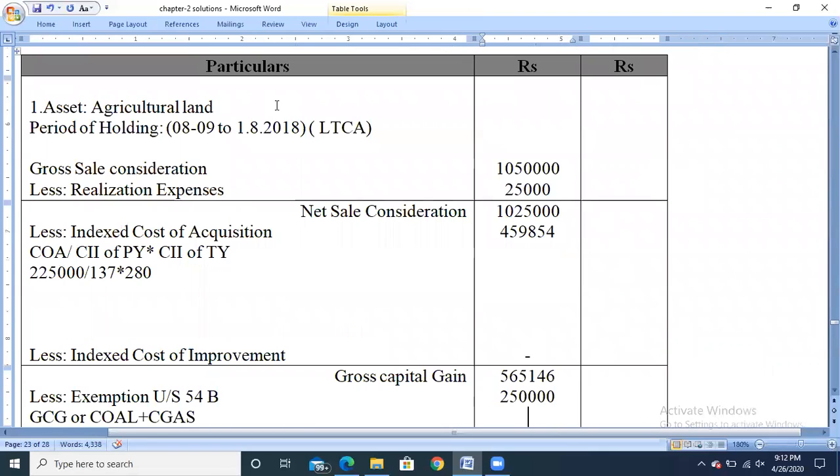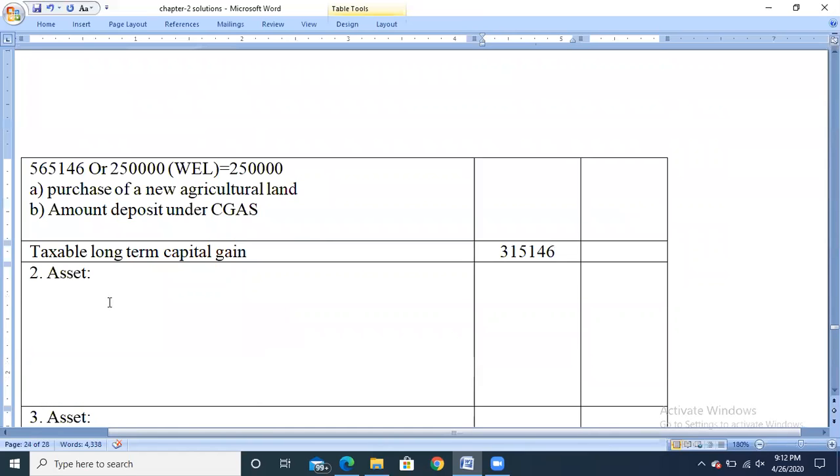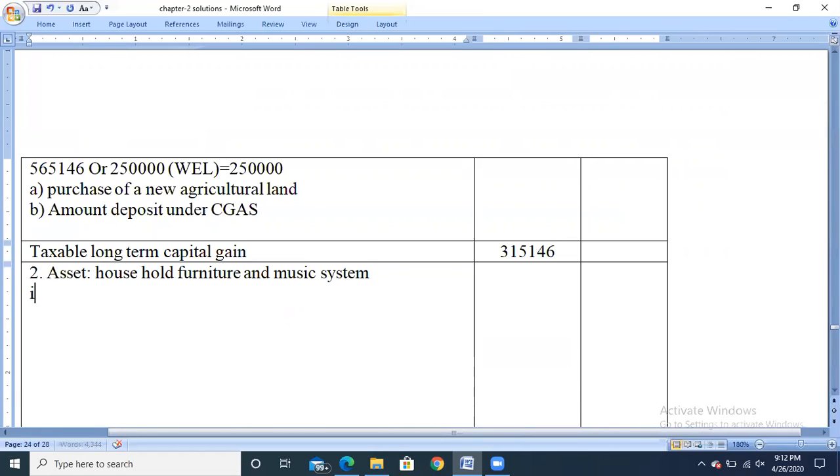So just take asset 2, household furniture and music system, is not a capital asset as per section 2(14) because it has been used by the assessee for his personal purpose.